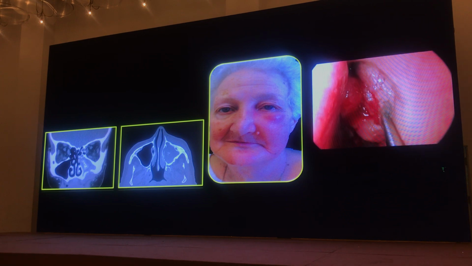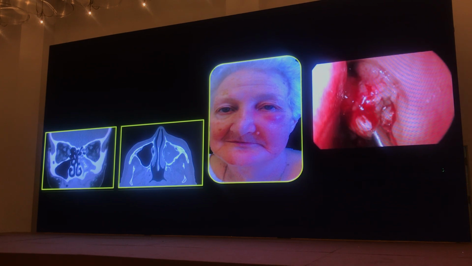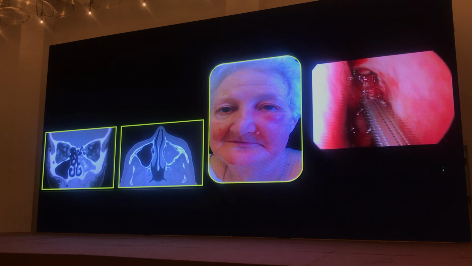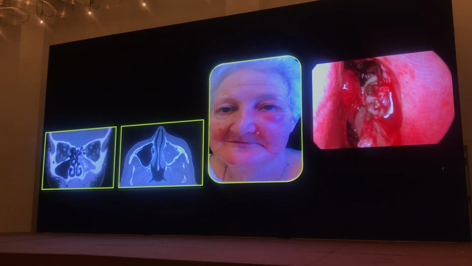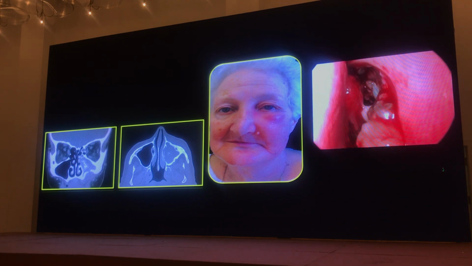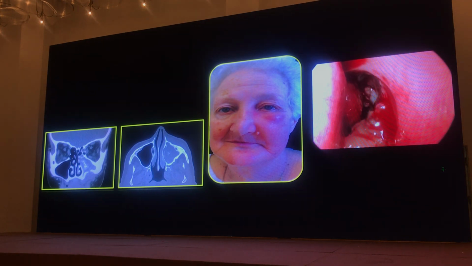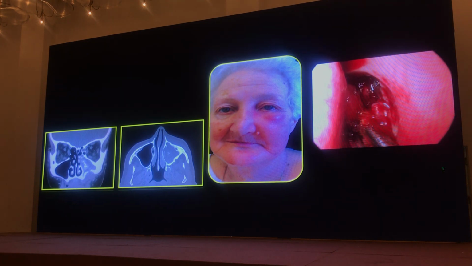The patient was put on antibiotics by 4 different people who did nothing but put her back on antibiotics again. And this is functional endoscopic sinus surgery with her sinus being cleaned out. And you see that an antibiotic is not going to fix what's happening in here.